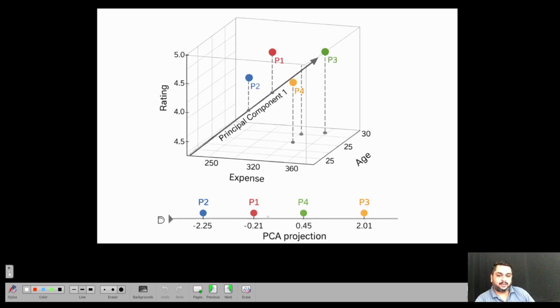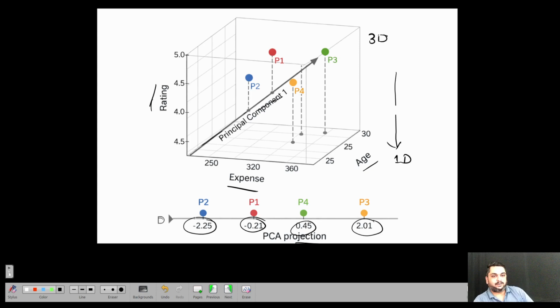If you observe keenly, for the same example, I have shown the dimensionality reduction. Initially it was 3-dimensional, so it is drawn as a cube: expense, age, and then rating. The points are represented like this, 4 samples. Now this 3D data I reduce to 1 dimension using principal component analysis. You can easily visualize it here, and it also gives the major principal axis. This is the principal component on which I am projecting. PCA projection: P2, P1, P4, P3. Now I can easily compare with the singular values. What is the impact of each of these samples and features? That is all about principal component analysis.